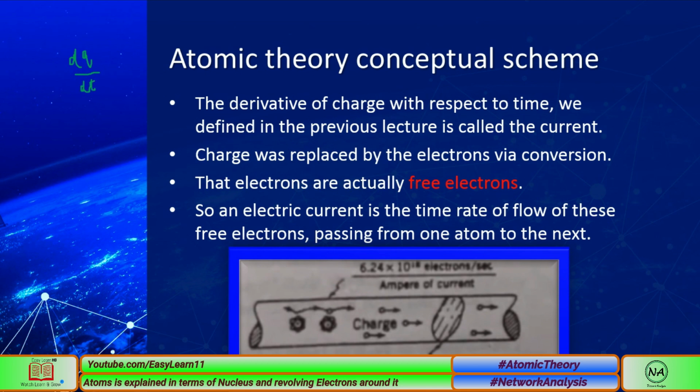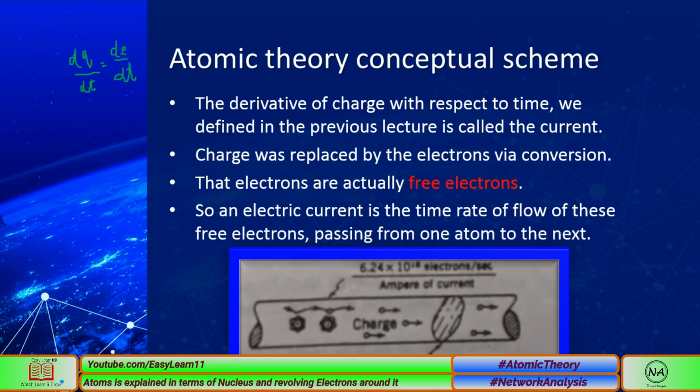In the previous episode we converted that charge with respect to time. We defined this term as current. If you remember, in the previous episode we replaced the charge via the conversion into electrons. So here we can simply say dE/dt, where I'm writing E for the electrons, that basically being the number of electrons we mentioned in the previous episode, 6.02 × 10^18.